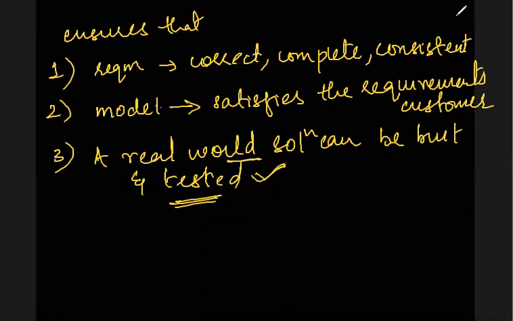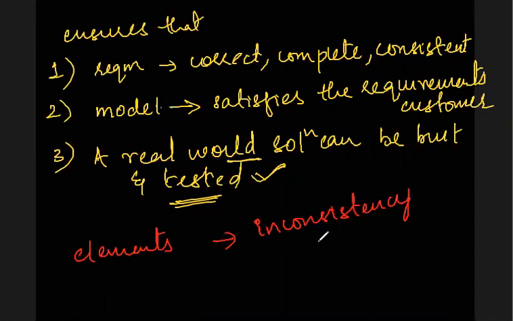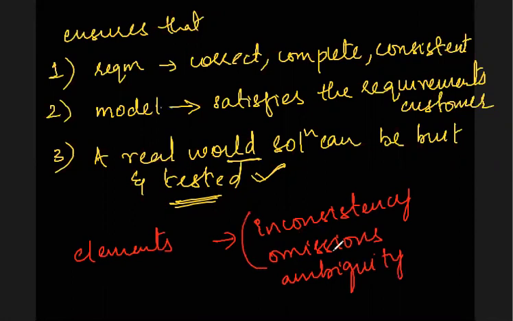Now, each and every element within the software that you're designing, each and every element of the requirement model that you've created, you're going to examine for inconsistency, that is, whether it is not complete, whether any information was removed or not, omissions, and ambiguity, whether it means more than one thing. You're going to identify this. That is, you're going to examine the model for these three things.